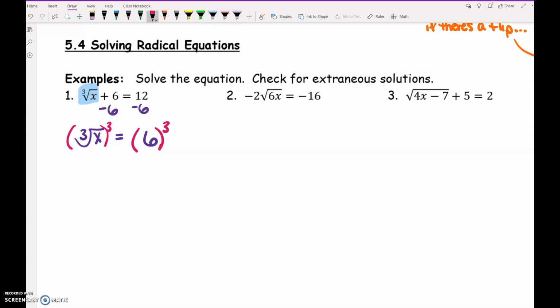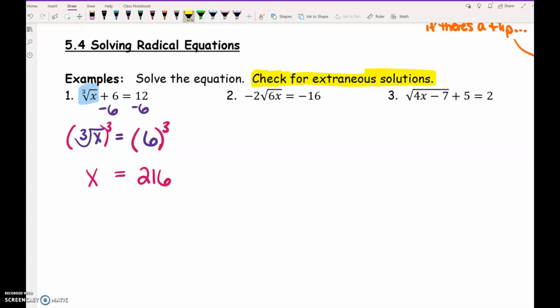On the left side, the cube root and the cube cancel each other out, so we have x. On the right side, 6 to the third is 216. Now practice on your calculator. Make sure you know how to enter 6 raised to the third and get 216. The one thing that we do need to talk about is this part of the directions.